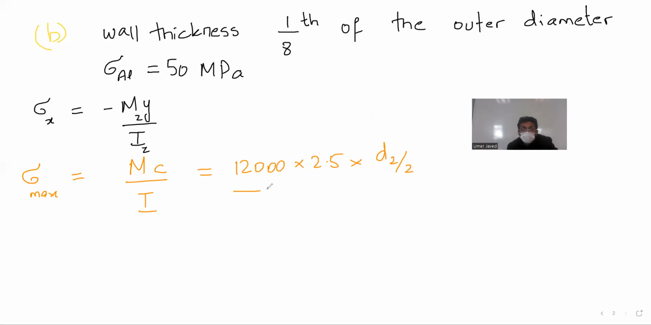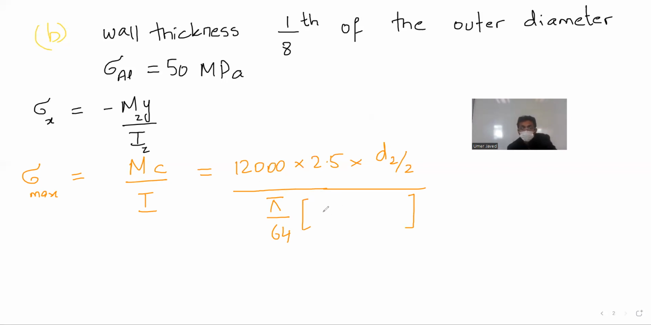Divided by I is pi by, what was the formula? Pi by 64. Okay, pi by 64, but you have to be careful now. Good, good. So Google it. Google the moment of inertia of a hollow section and Google will tell you this.